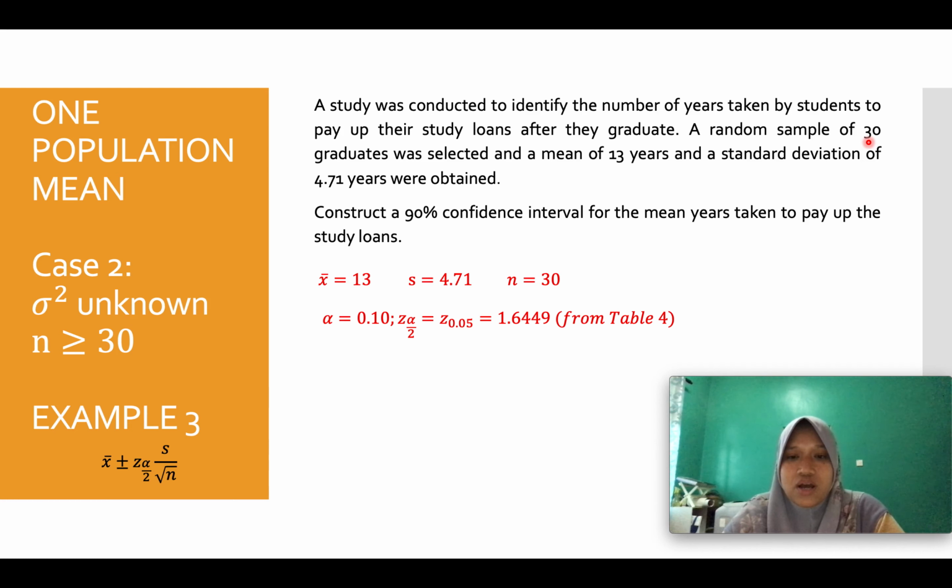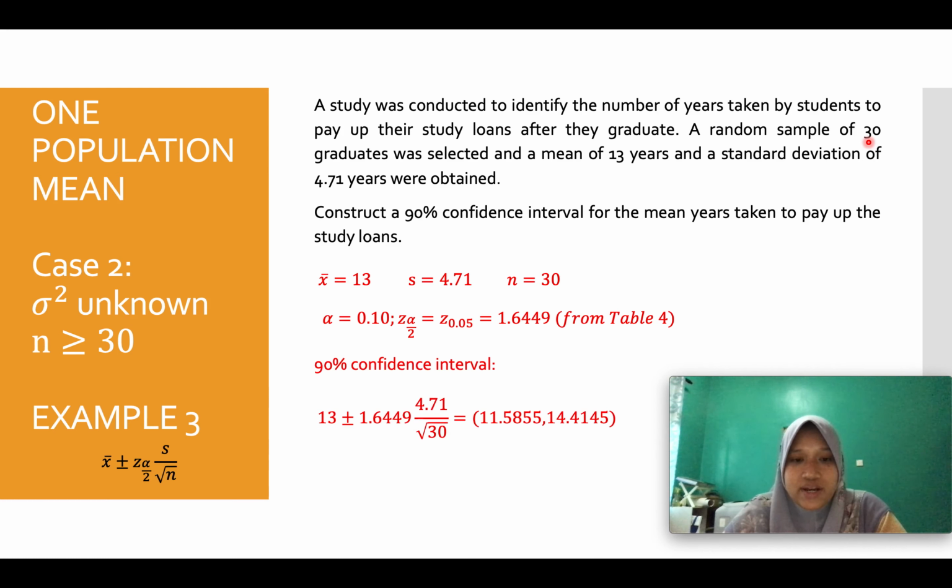So refer from table number 4. Okay, now we can plug in all the values into the formula. Okay, and finally we get the lower limit equals 11.5855 and the upper limit 14.4145. Okay, so how to interpret this value?